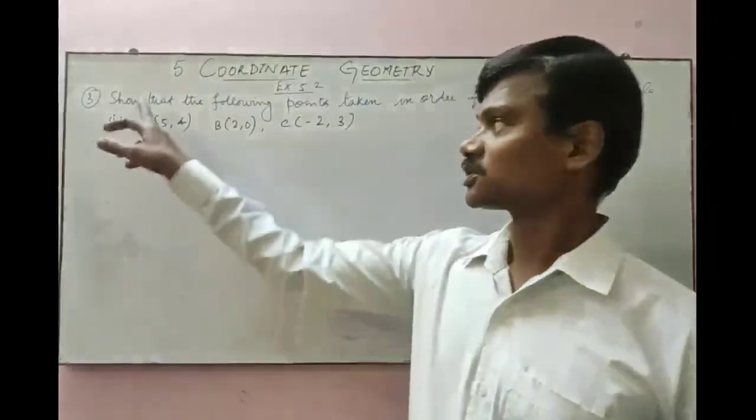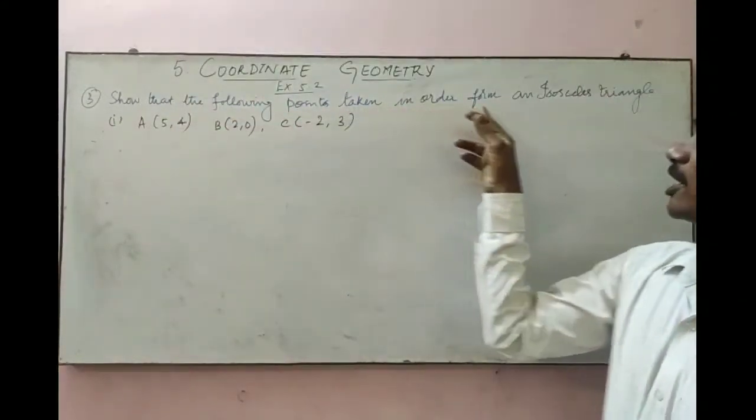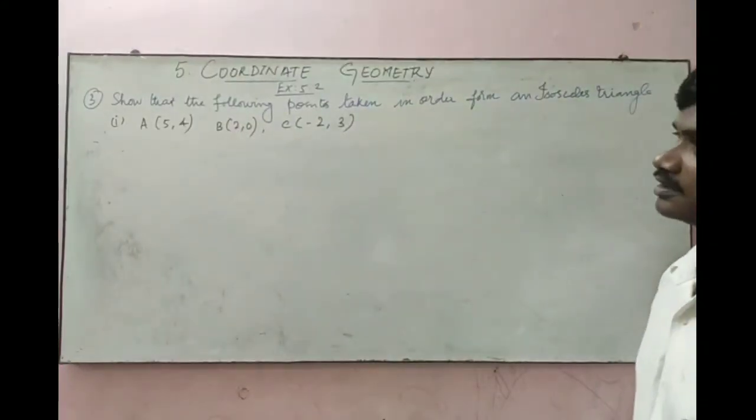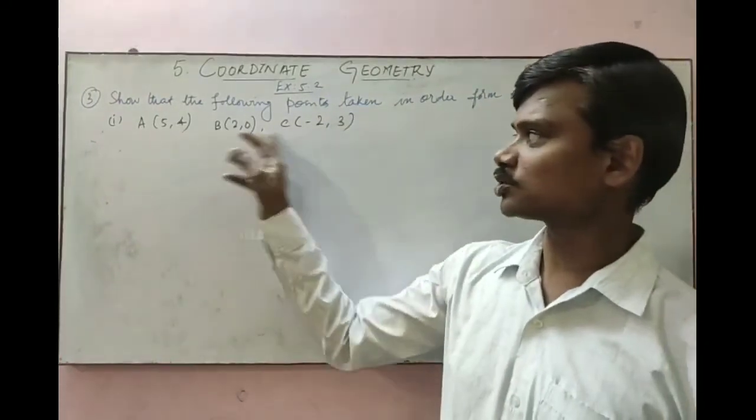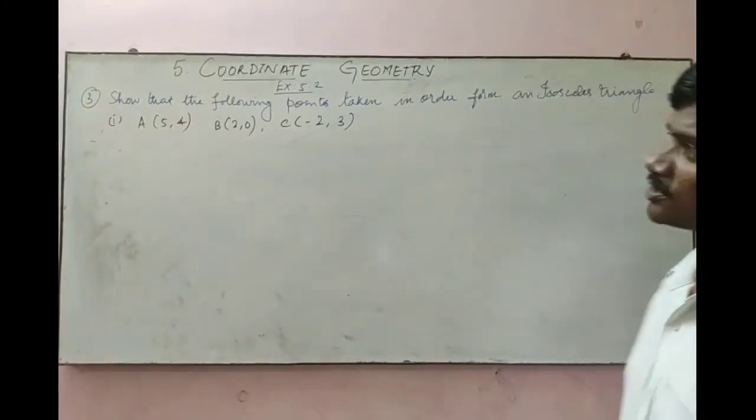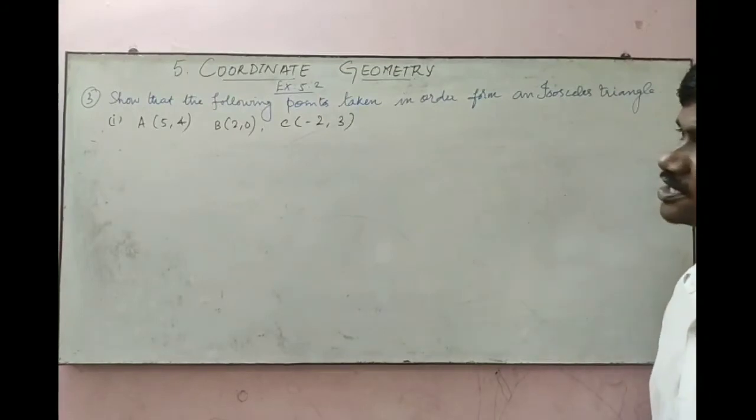Third sum: show that the following points taken in order form an isosceles triangle. In the triangle we have 3 points, so the 3 points are given to you. You have to check whether these 3 points form an isosceles triangle.